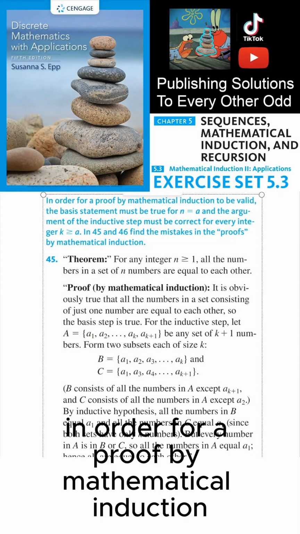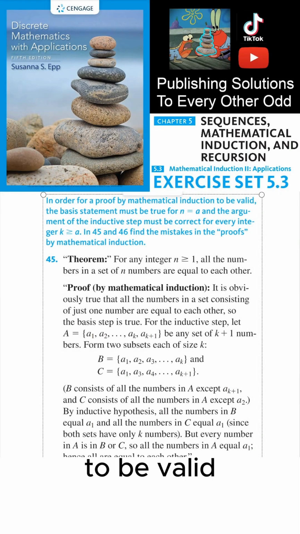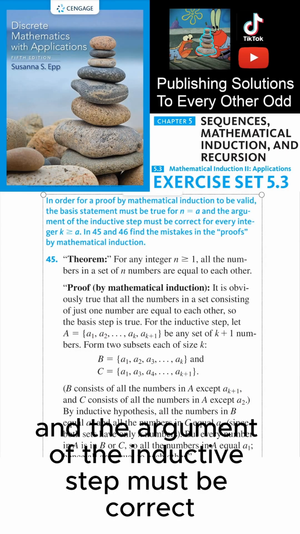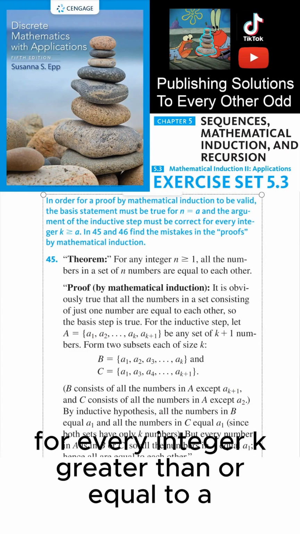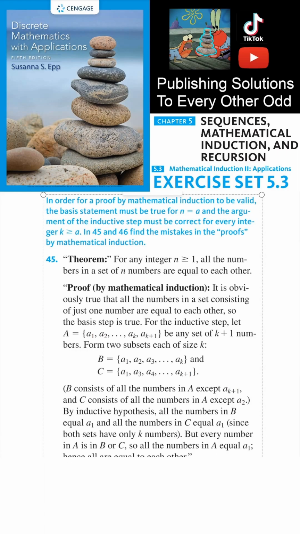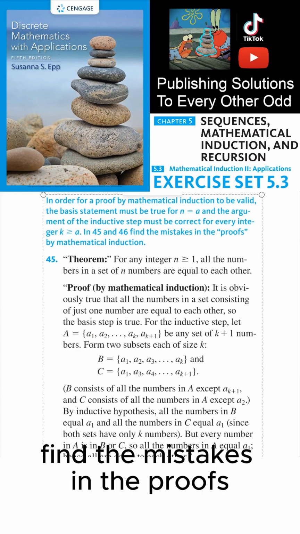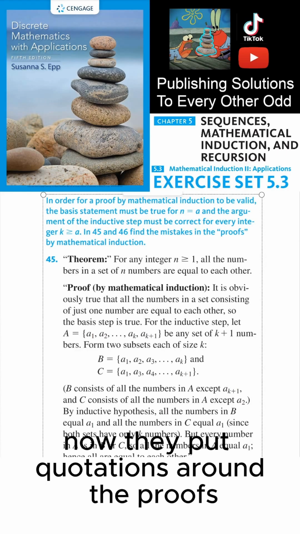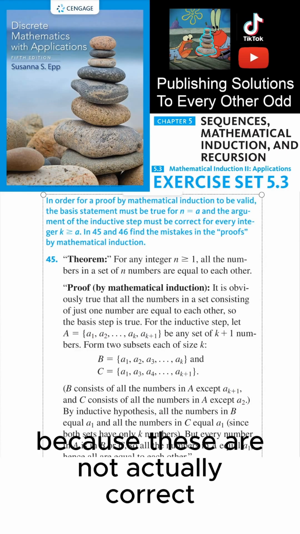In order for a proof by mathematical induction to be valid, the basis statement must be true for n equals a, and the argument of the inductive step must be correct for every integer k greater than or equal to a. In 45 and 46, find the mistakes in the proofs by mathematical induction. Now, they put quotations around the proofs because these are not actually correct.